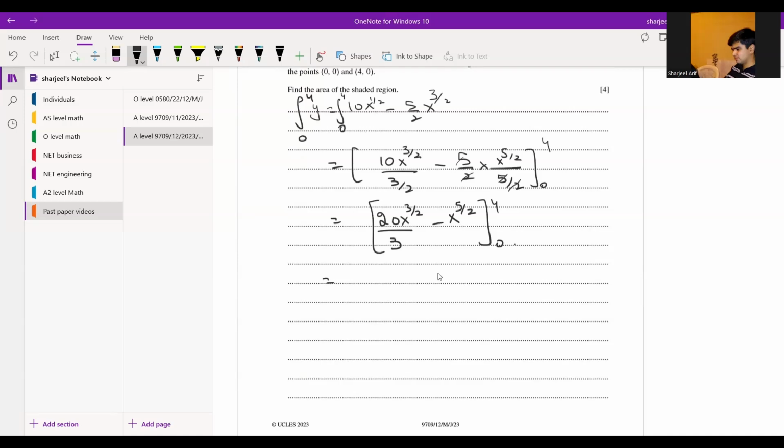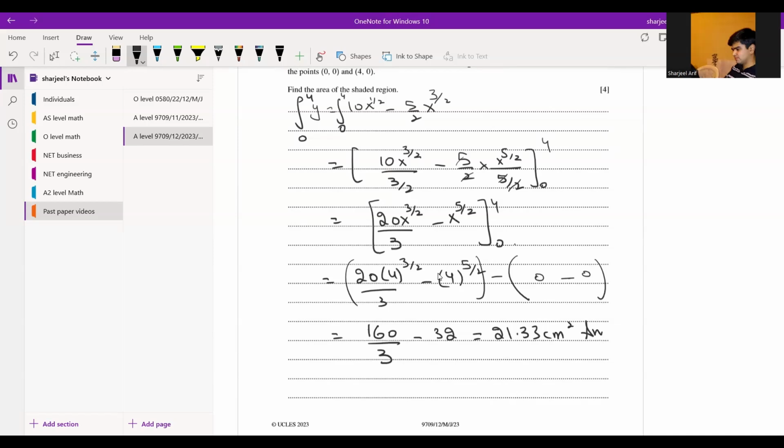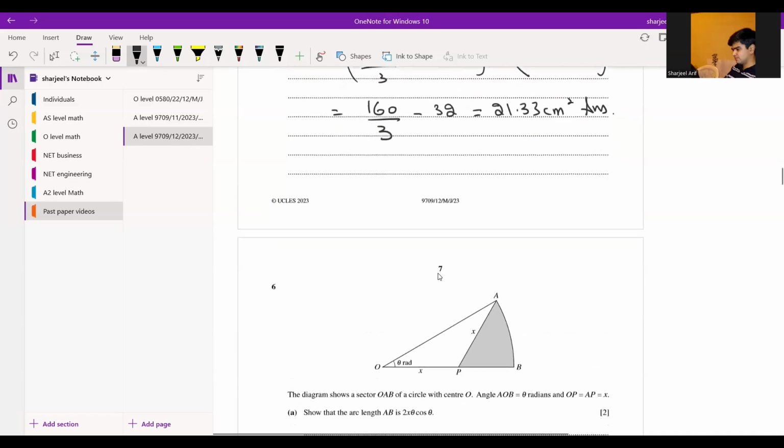So after this, we will substitute the values of 4 and 0, and we'll place a negative sign between them. When you substitute 0, it will become 0 on both sides. So our final answer will be 160 divided by 3 minus 32. This will give 21.33 centimeters square. That would be our answer.